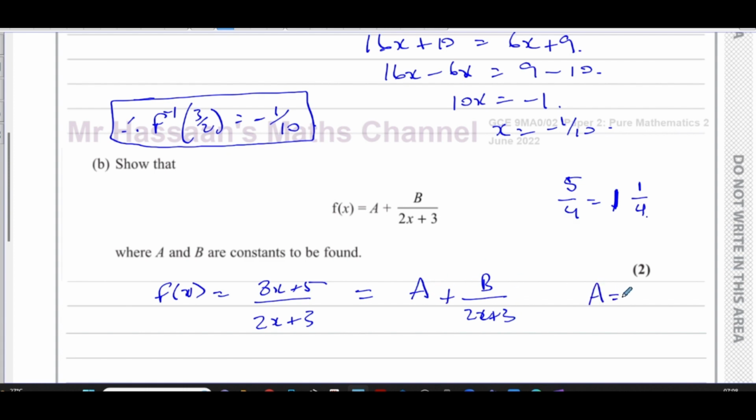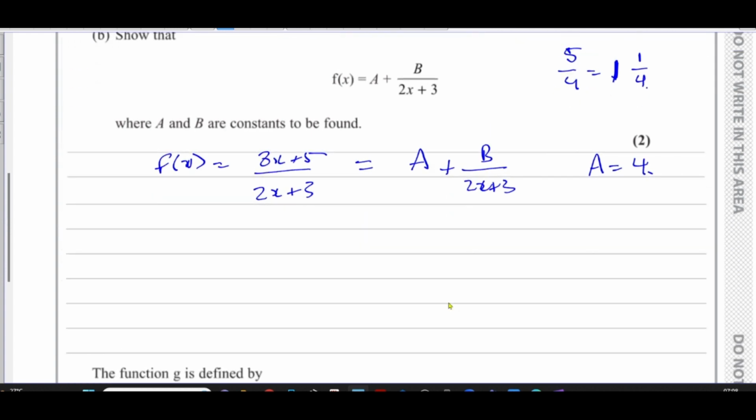Now, I know the value of a is equal to 4 because 8x divided by 2x gives me 4. Okay, so I know that's 4. We've got to find what b is. Now, there's lots of ways you can use to find the values of a and b here. One of them is by using long division. One of them is by rewriting the numerator.